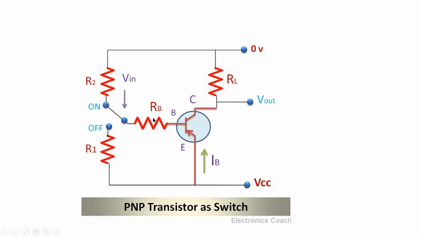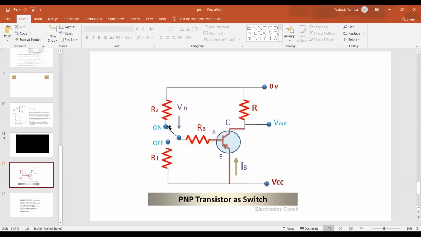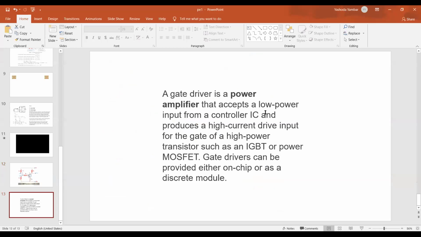Gate drive circuits will amplify the low power signal to a high power signal in order to turn on the power electronic circuits. So as we have taken, low power input from the controller IC and produce a high current drive input for the gate of the high power transistor, either on a chip or as a discrete module.